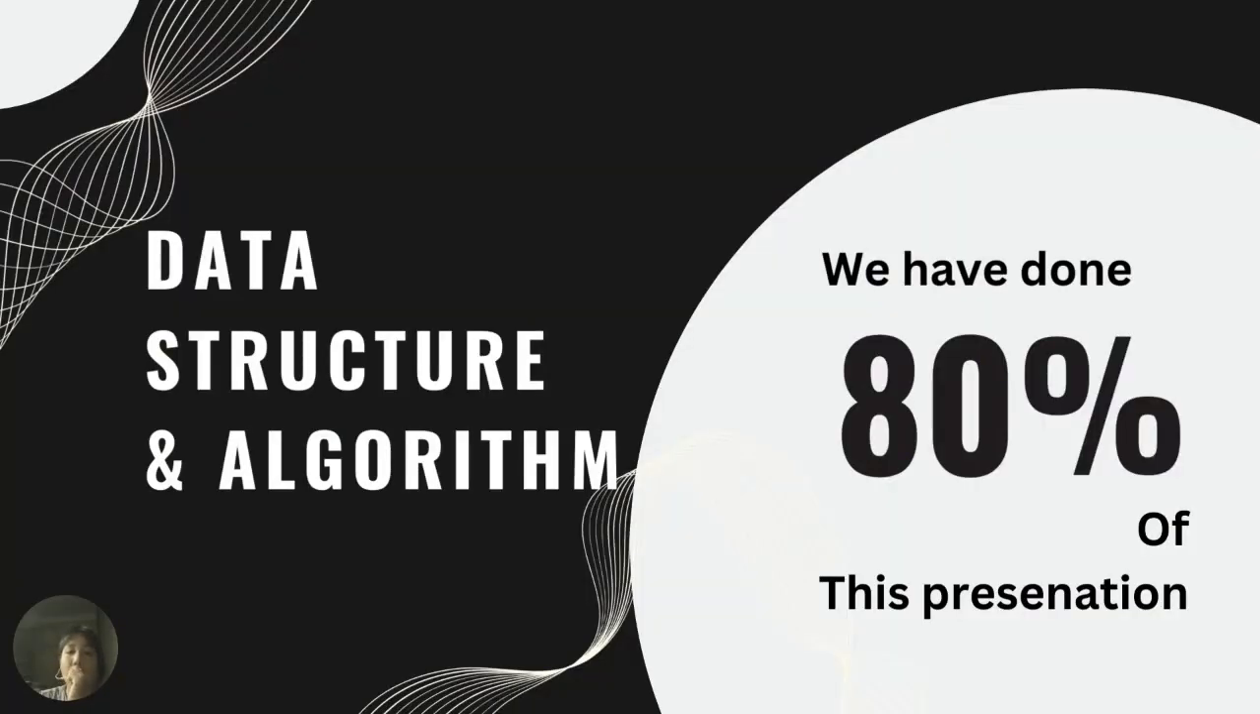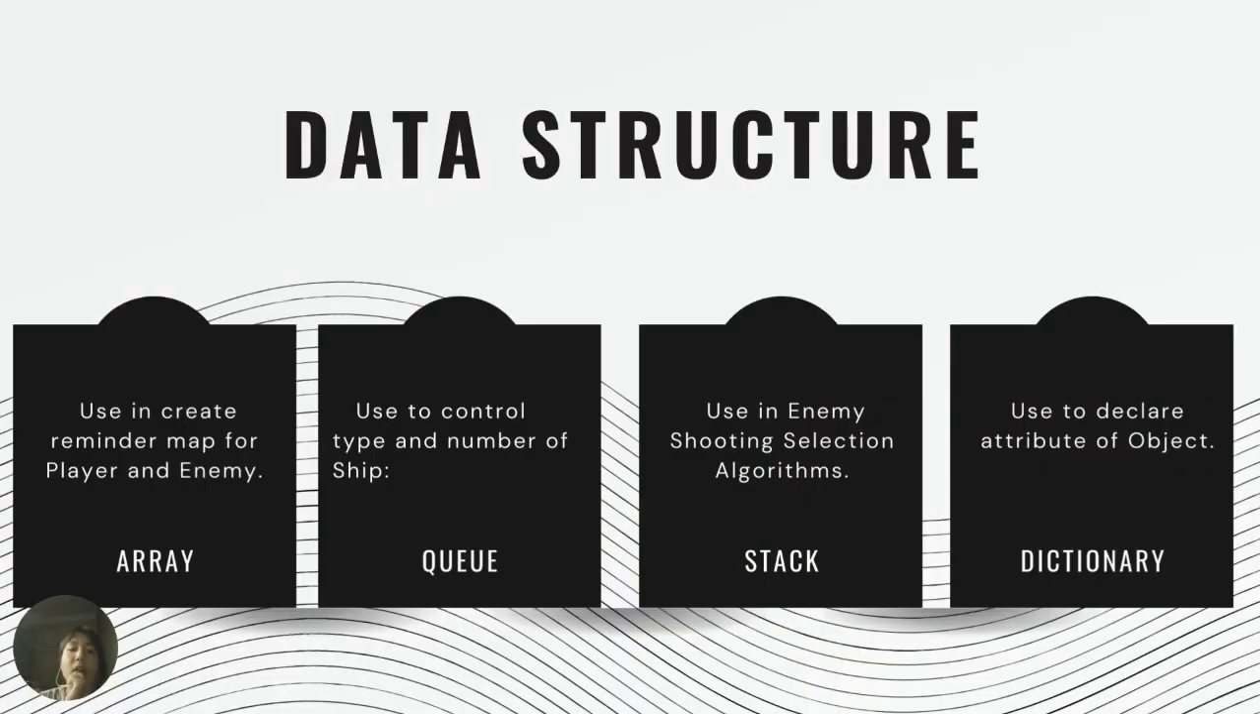Data structures and algorithms. In this part, we have done 80% of these presentations. Next is about data structures. We use an array to create a reminder map for the player and enemies, a queue to control the type and number of ships, and a stack in the enemy shooting selection algorithm. Additionally, we use declared attributes of objects.